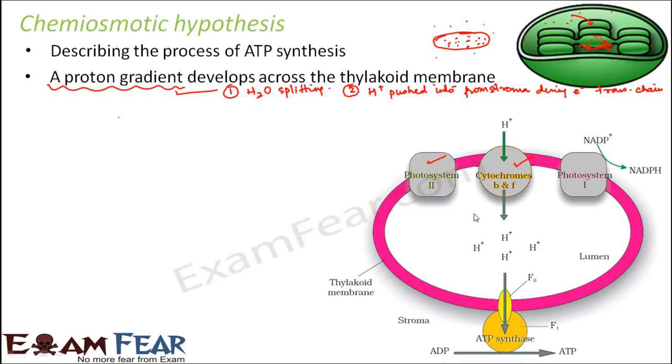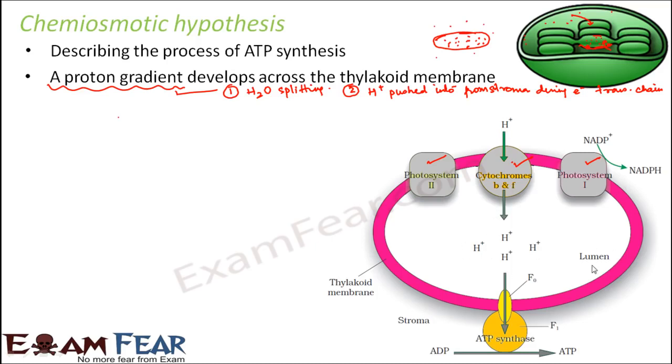This is your electron transport chain and this is your photosystem 1. Now when the electron is excited, it passes through the electron transport chain. During the electron transport chain, a lot of energy is released. It is used to push protons from the stroma into the lumen.